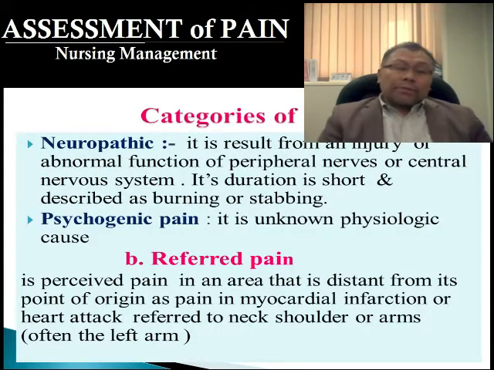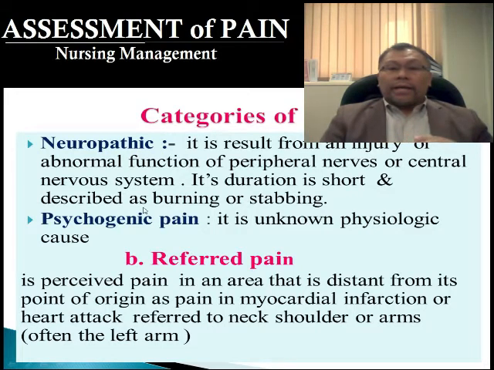We have also what we call neuropathic pain. What is this? This is the result of an injury or abnormal function of peripheral nerves or the central nervous system. Its duration is short and is described as burning or stabbing pain. We have the other one, the psychogenic pain. The physiologic cause is unknown.